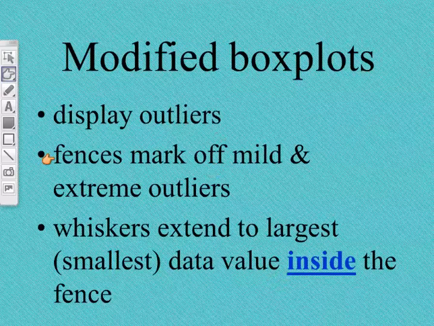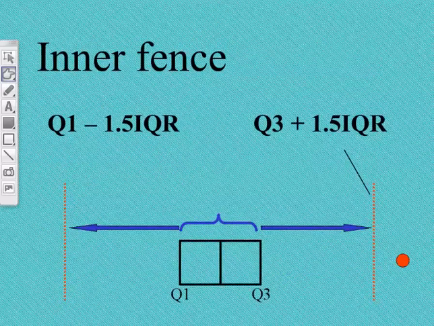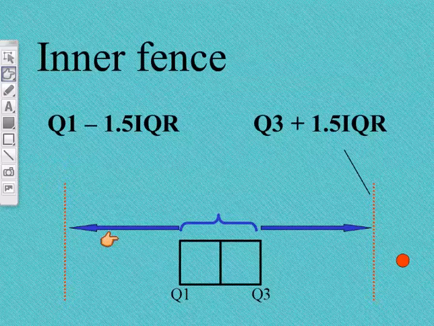Okay? Well, Mr. Green, in this class, well, I forgot about this. In this class, we'll always use this modified box plot. Why? Because we want the outliers being displayed so that we can see them. Okay? So here's an example.